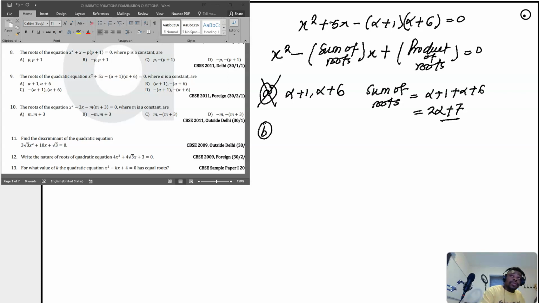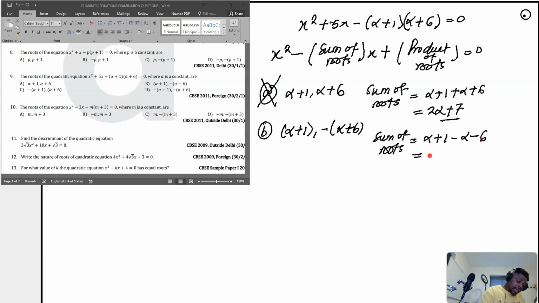So let's go to B, option B. Option B is alpha plus 1 and minus alpha plus 6. So let's do sum of roots. So this will be alpha plus 1 minus alpha minus 6. Okay, alpha we cancel alpha, plus 1 minus 6, that is minus 5. And if I say minus 5 times this minus will give us plus 5x. So this is still correct for sum.